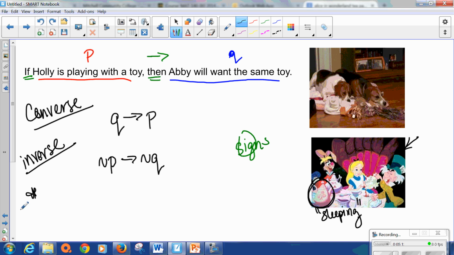The most important one that you want to remember is the contrapositive. What the contrapositive does is both the inverse and the converse: it swaps the order and swaps the signs. So it becomes if not Q, then not P. So if Abby does not want the same toy, then Holly is not playing with that toy.